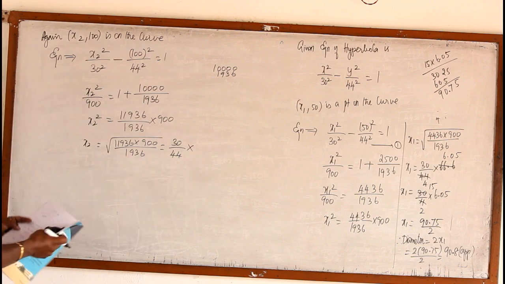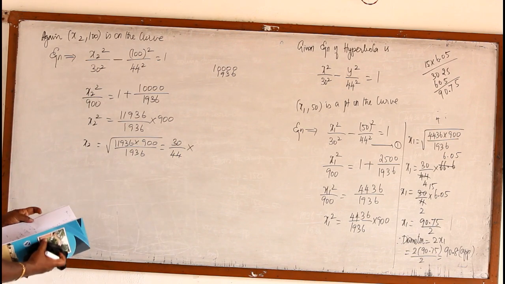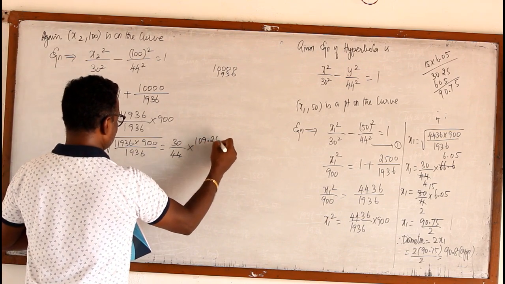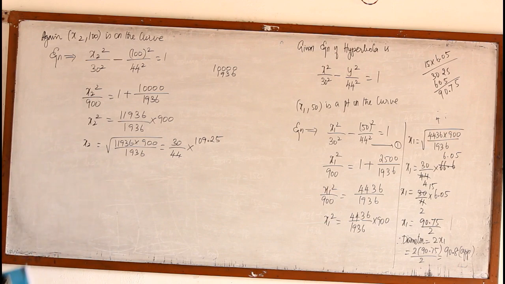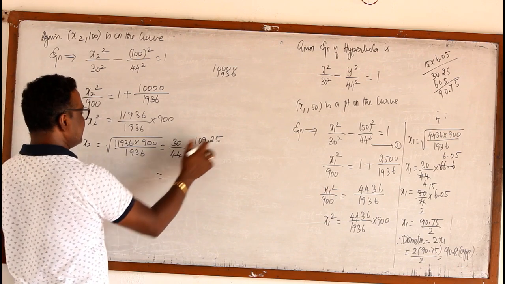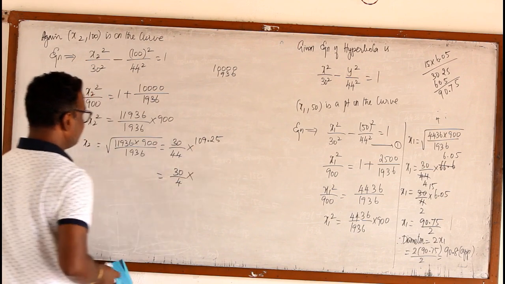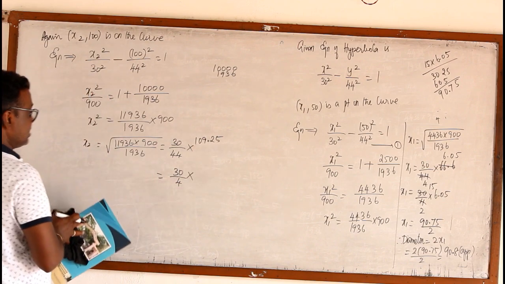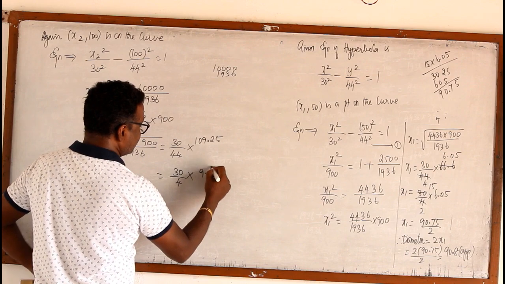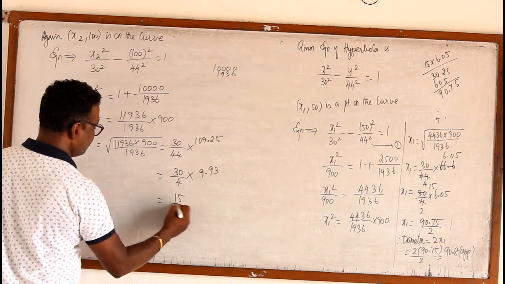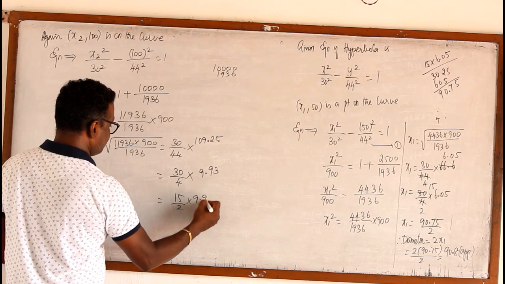For this, if I find the root value, it is 109.25. So if I divide the same thing by 11, so it is 30 by 44. If I divide this by 11, then it is 9.93 approximately. So if I divide by 2, it is 15 by 2 into 9.93.